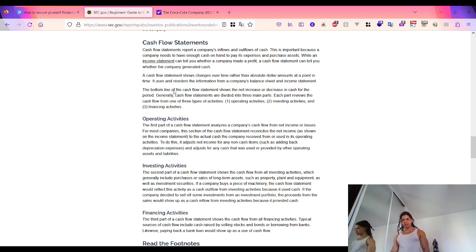Now, cash flow is similar to the income statement, where we saw how it is set up. Cash flow statements are divided into three main parts. Each part reviews the cash flow for one of the three types of activities: operating activities, investing activities, and financial activities.